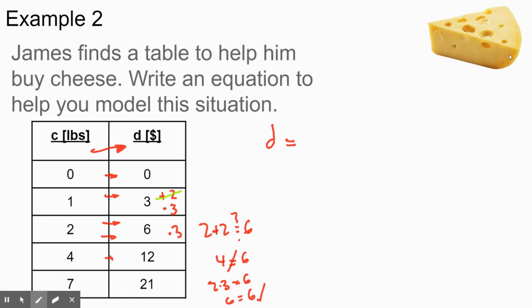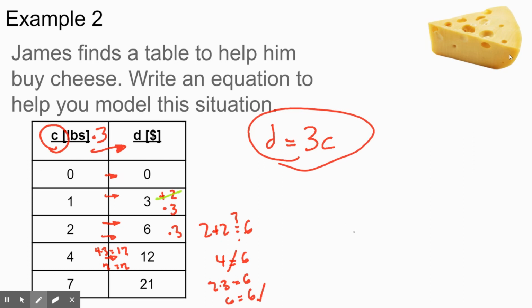Let's test it with one more just to make sure. Is 4 times 3 equal to 12? Yes, 12 is definitely equal to 12. So what we're going to be doing is we're taking whatever value we have for c, and we're multiplying it by 3. So our equation then is d is equal to 3 times c. And that's all we gotta do.